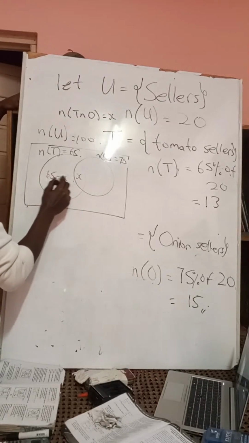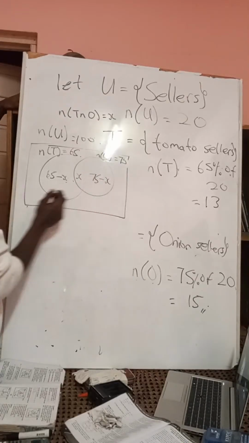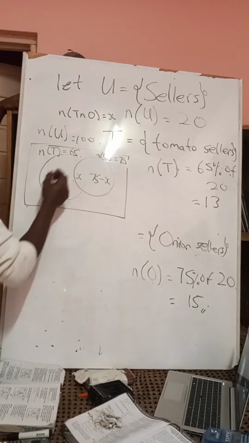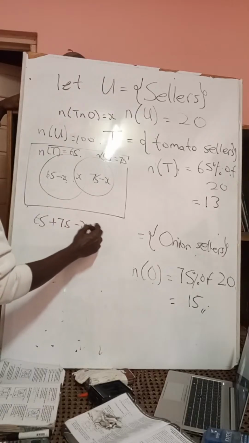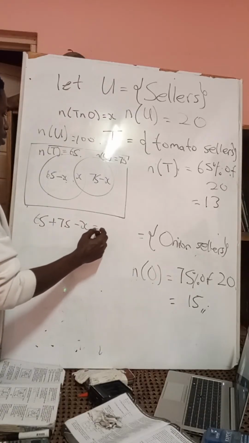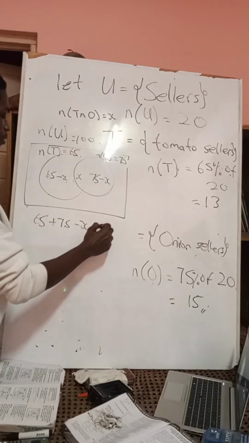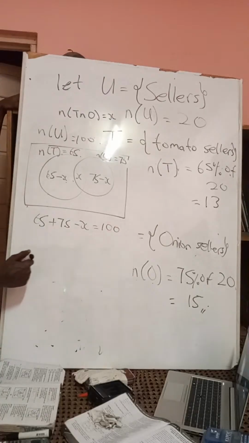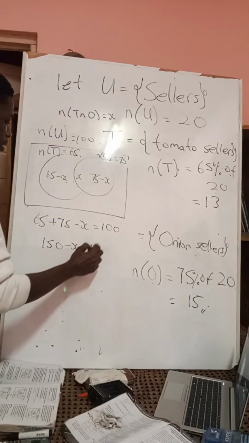Understood? Fantastic. So here we'll be having 75 minus x. 75 minus x here. So here is the whole of what? 65 plus what? 75 minus x equals what? Equals 100. So 65 plus 75 is what? 150 minus x equals what? 100.